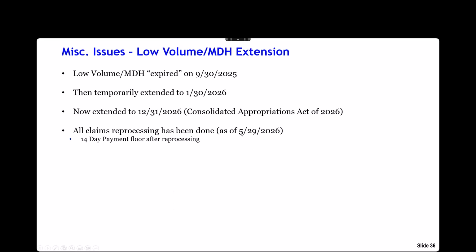So, for example, when I say it was done as of 5/29, you would not have necessarily seen all your payments by 5/29. You would have seen them by, what, 6/13, something like that, 6/12 maybe, whatever the 14-day payment floor was. But again, that's almost 2 weeks ago. So if you don't see any that have been reprocessed, let me know, send me an email, and we can look into it. We can order a PSNR and see what might have happened.